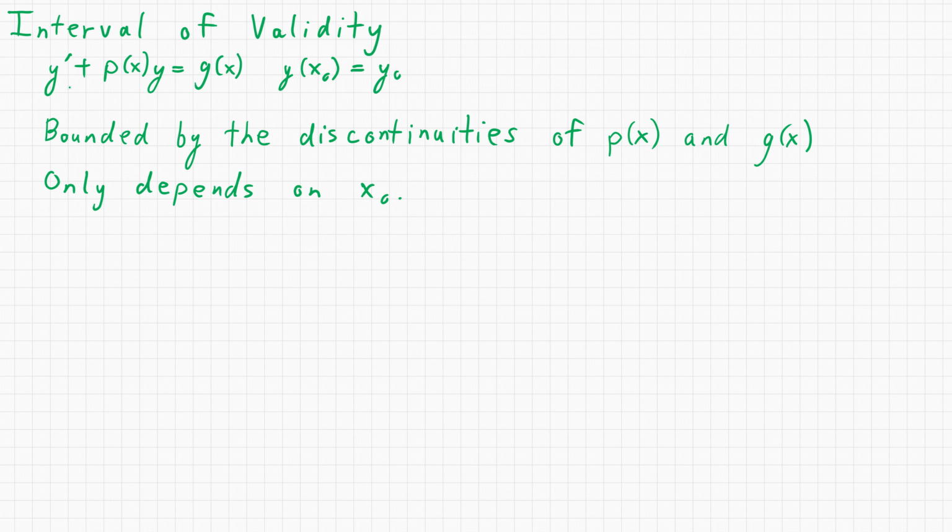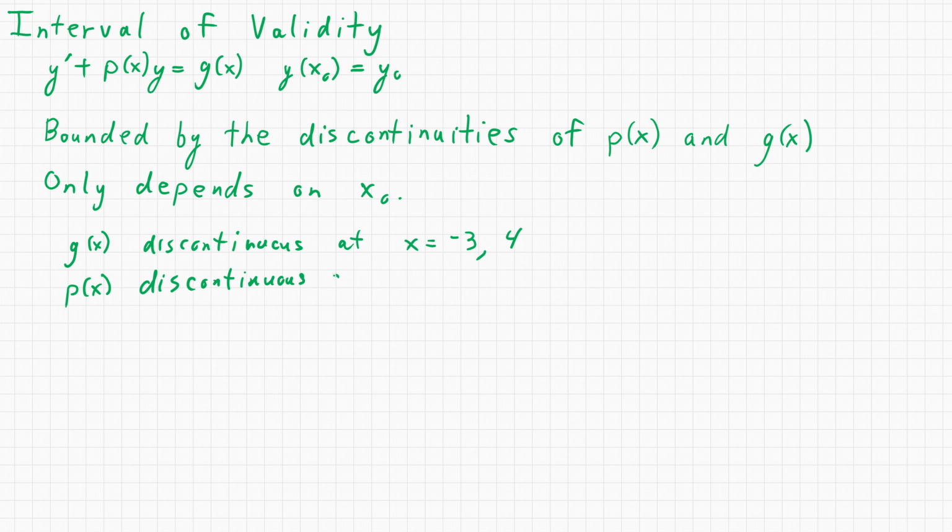The other nice thing about the linear equations is that the interval of validity only depends on the value of x naught. It does not matter what y naught is. As an example, let's say g of x is discontinuous at x equal to negative 3 and 4, and p of x is discontinuous at x equal to 7.